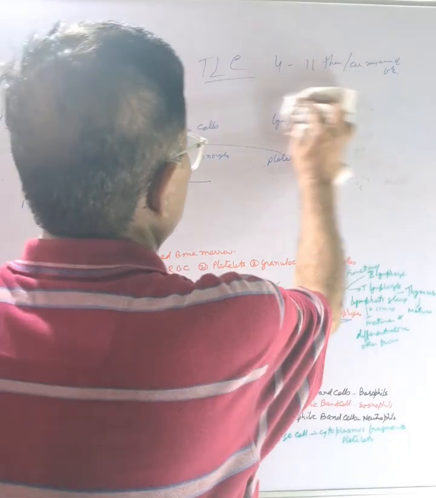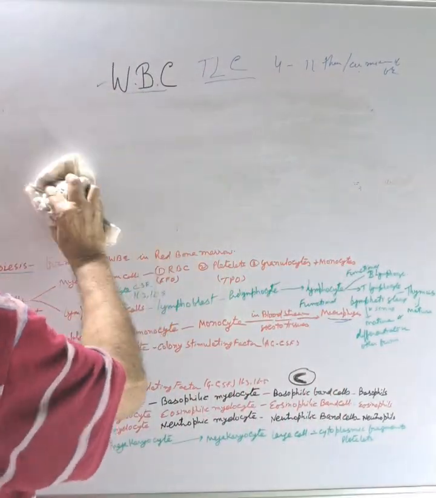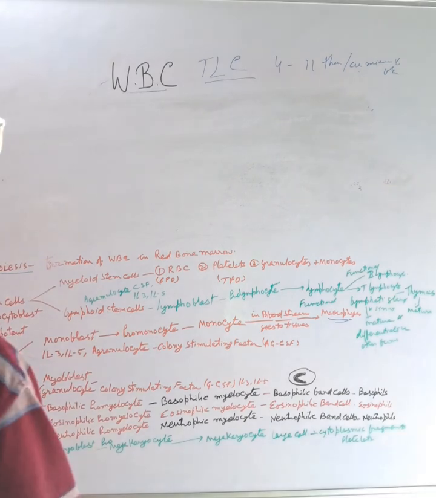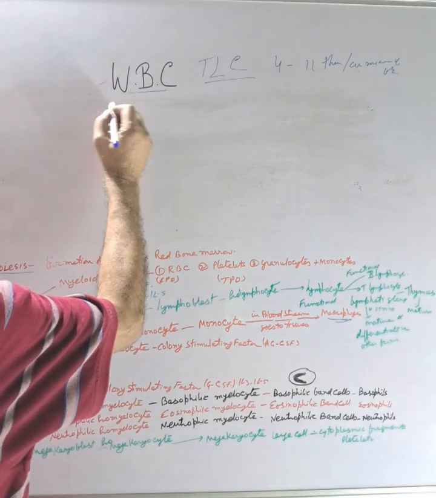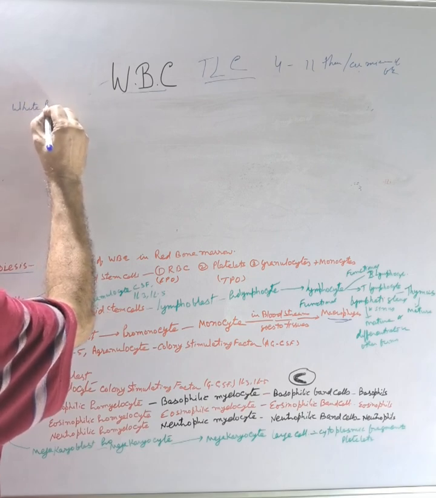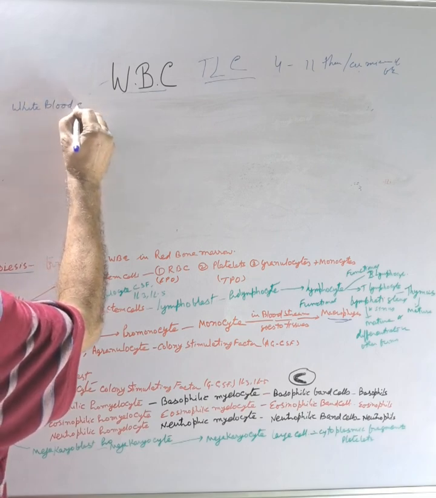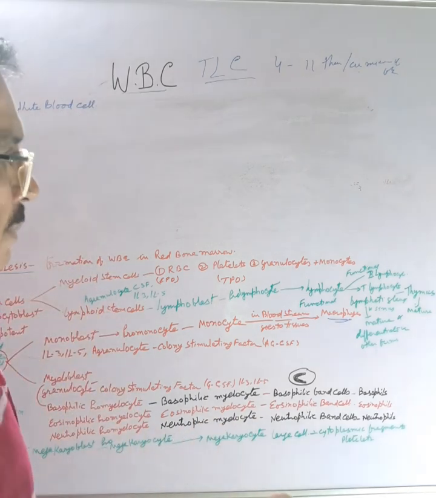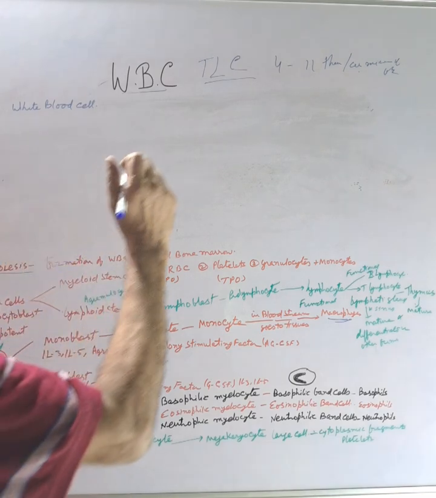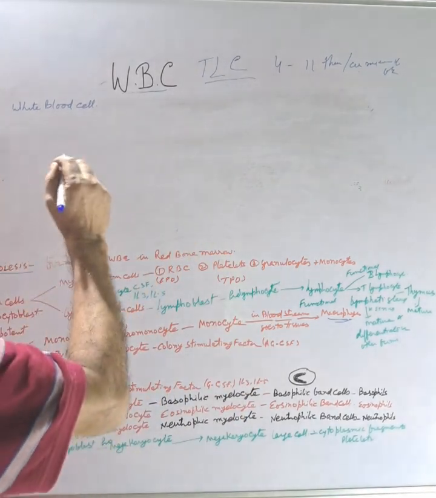Today I will talk about this WBC. What is WBC? You know that WBC is also known as white blood cell, or white blood corpuscle or leukocyte. Total leukocyte count is 4 to 11,000 per cubic millimeter of blood.